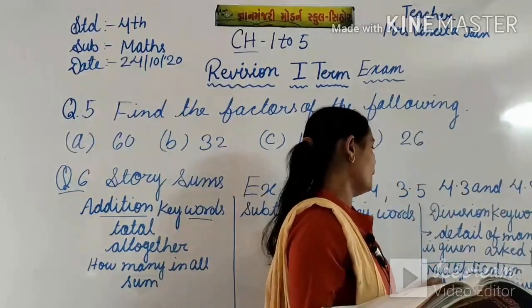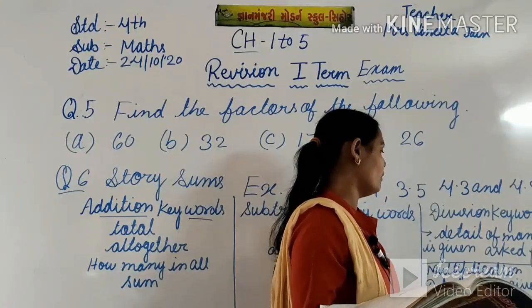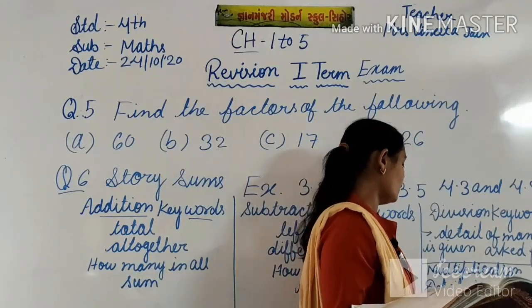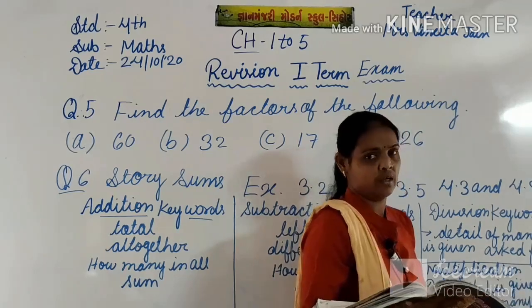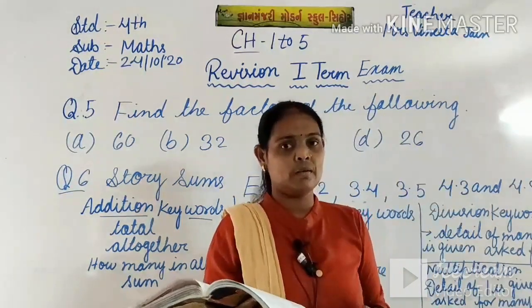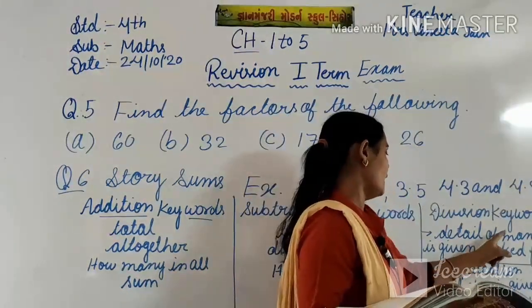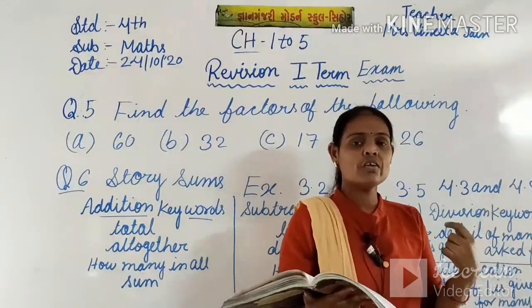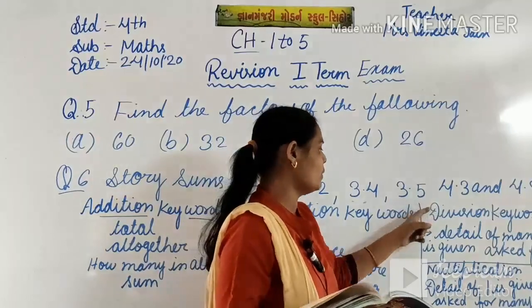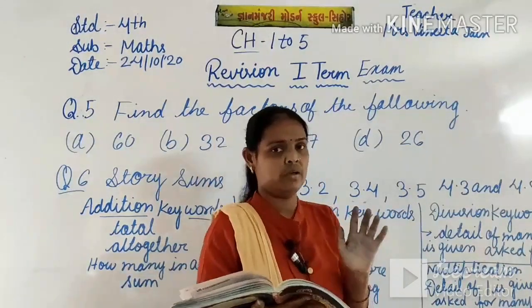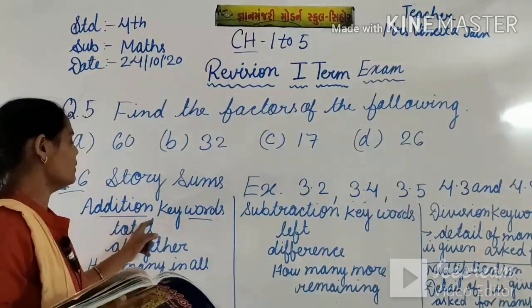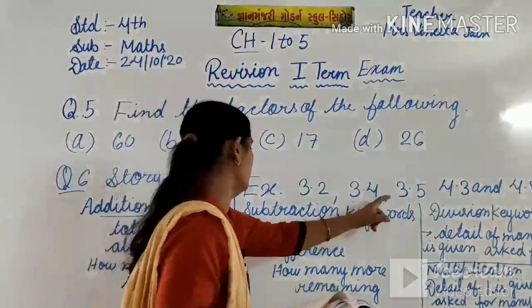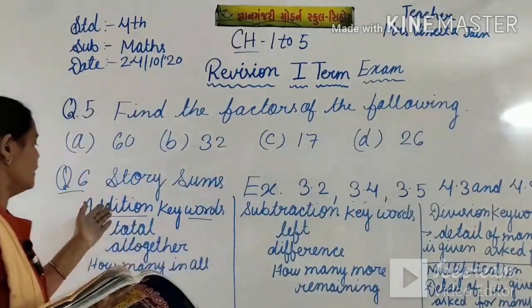And multiplication: detail of one. एक का देता है और पूछने के लिए बहुत सारा पूछता है. ज्यादा का निकालना पड़ता है हमको. एक का दिया होता है यहाँ पर, ज्यादा का निकालना पड़ता है. इस टाइप के क्वेश्चन में आपको division और multiplication करना है. और addition keywords और subtraction keywords तो आपने learn करने हैं.